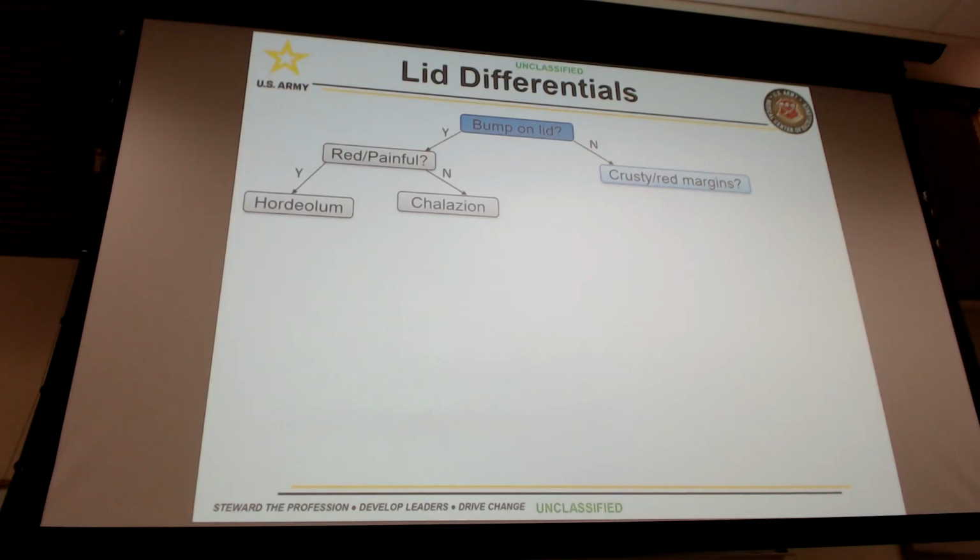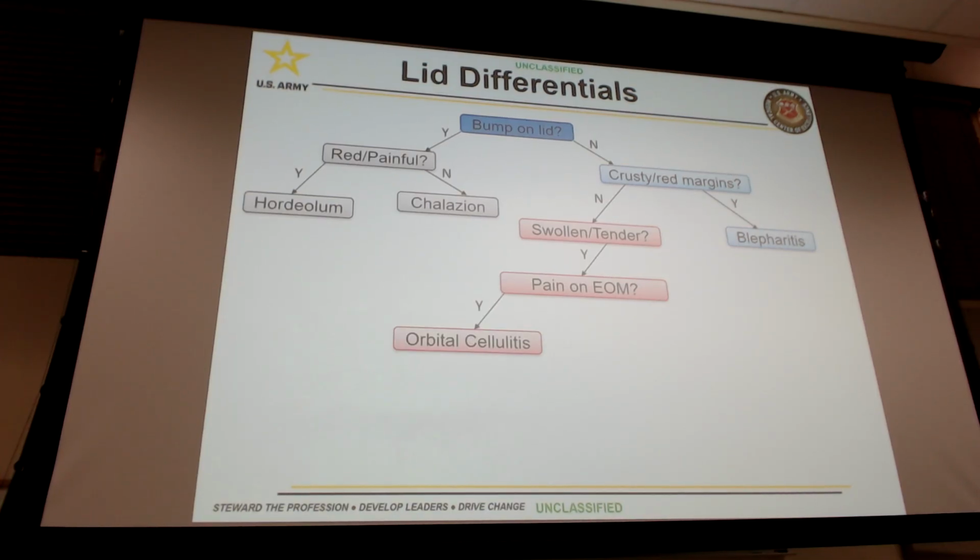Okay, no bump, but we've got crusty and red lid margins. Blepharitis, right? No crusty lid margins. Is it swollen and tender? Yes, it is. Do we have pain on eye movements? Yes, we do. We've got orbital cellulitis. No pain on eye movements, just preseptal cellulitis. Look at that. Super easy. Eye care is super easy. That's all you need. So that's basically lid differentials. Patients come in with eyelid issues, and they will come into the primary care clinics. This is what you can use to run through and figure out your diagnoses.